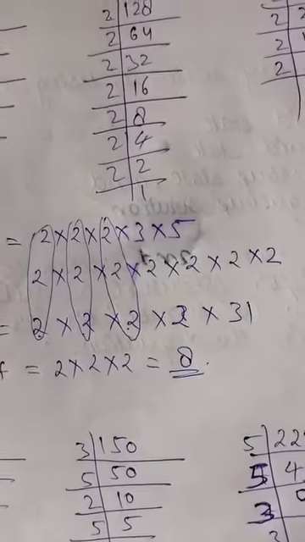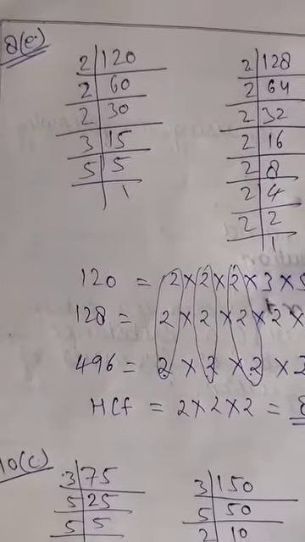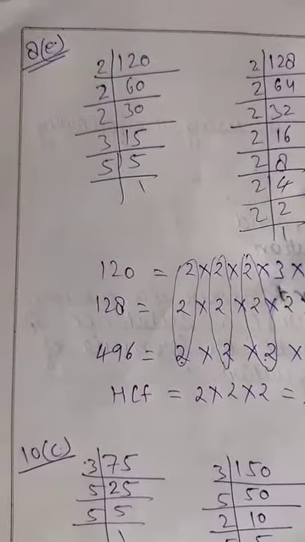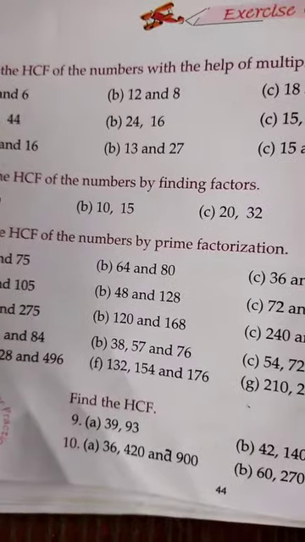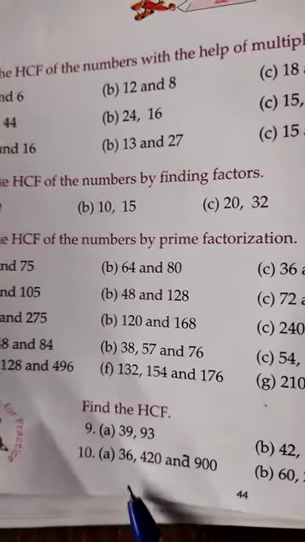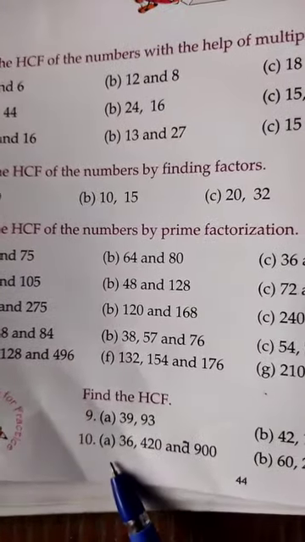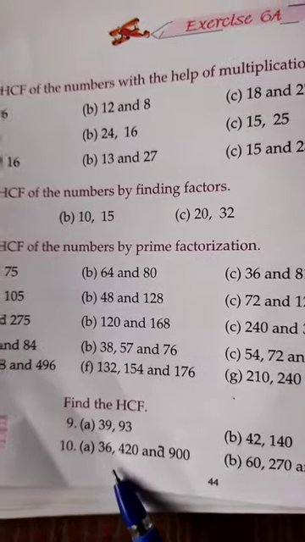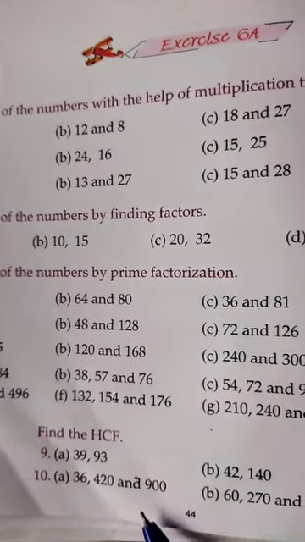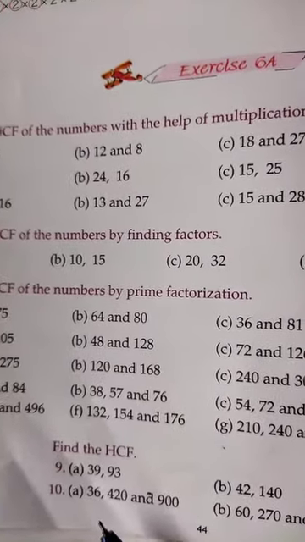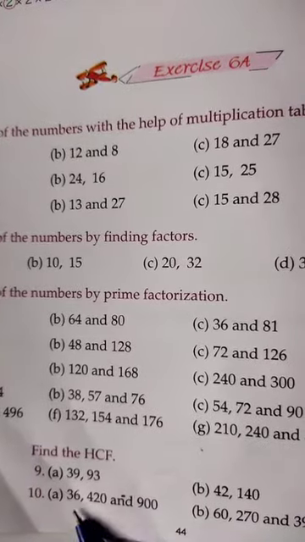Hope now you understood the method of finding the HCF. Let me explain one more question of this exercise, 10th A. This also carries three numbers, 36, 420 and 900. So you have to find the HCF of these three numbers.